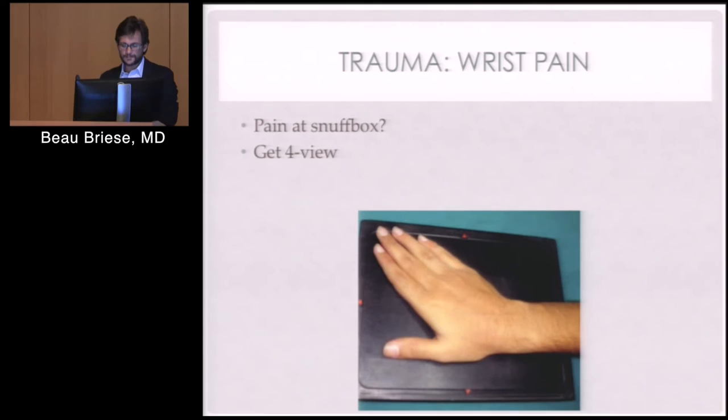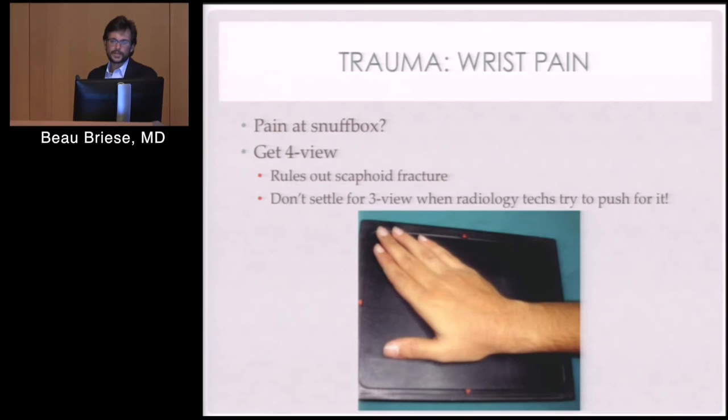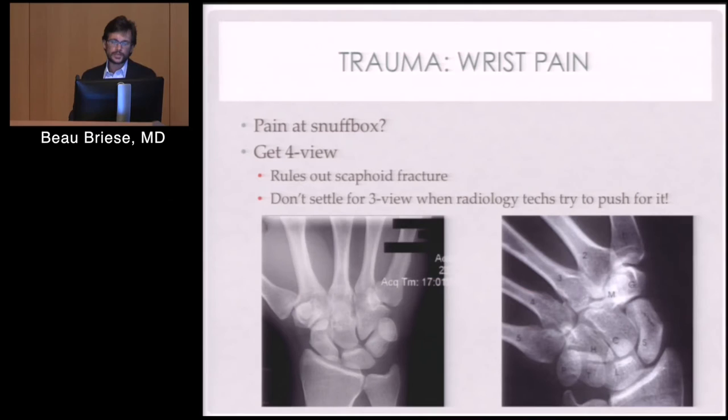It rules out a scaphoid fracture. I will order 4 views and get a 3-view back. You've got to tell them to go back and do the 1 extra view. The reason is, if you look on the left, the scaphoid is this bone right here. Okay? See all the overlap?